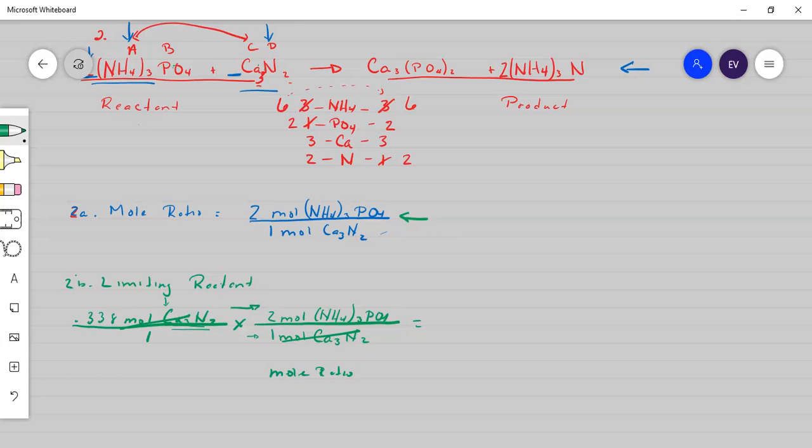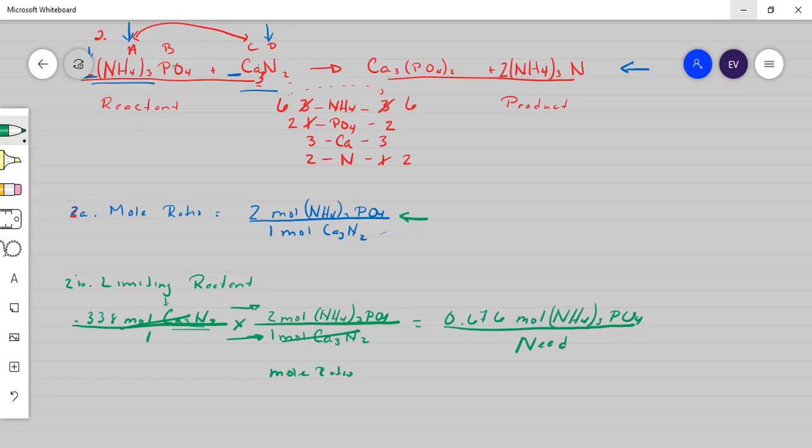Once I have it set up, I'm going to multiply everything across the top and everything across the bottom. So 0.338 times 2 is going to be 0.676 moles of ammonium phosphate. This tells me how much ammonium phosphate I need.